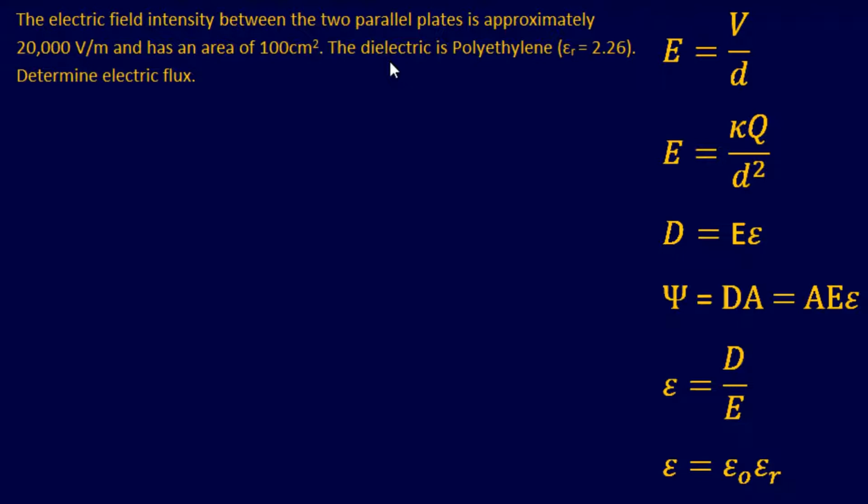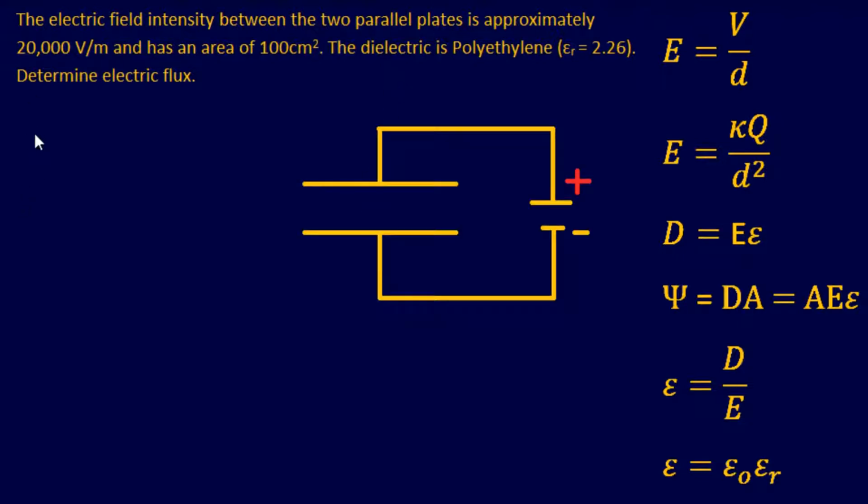Alright, so we're going to jump around, see if we can show you the model real quick. And of course, we're going to log what we know. So we have E equals 20,000 volts per meter. We have an area, which is A, of 100 centimeters square. Now before we move on, we need to go ahead and convert this 100 centimeters square to meters square, because everything we're doing is in meters. So we're going to have to convert this down.